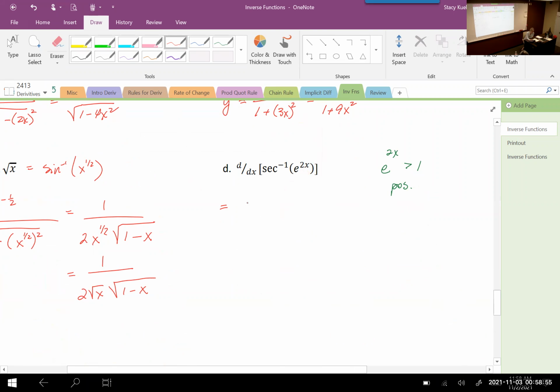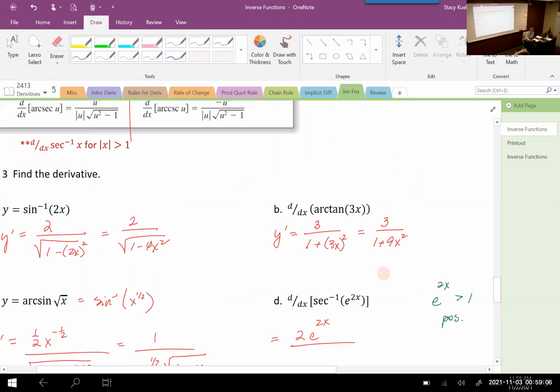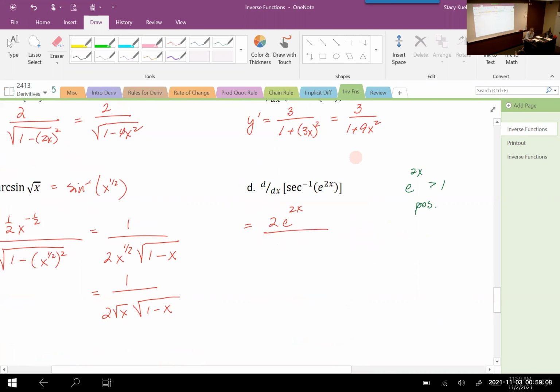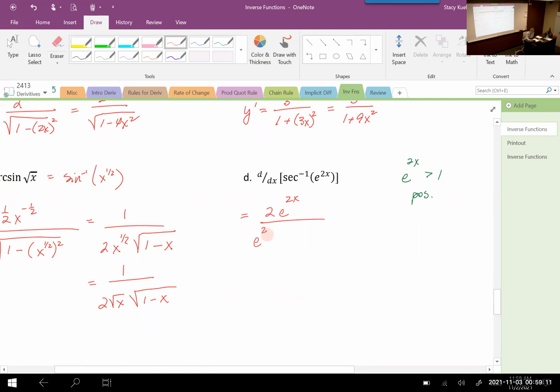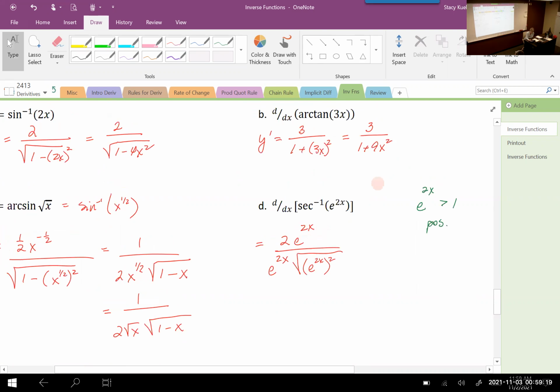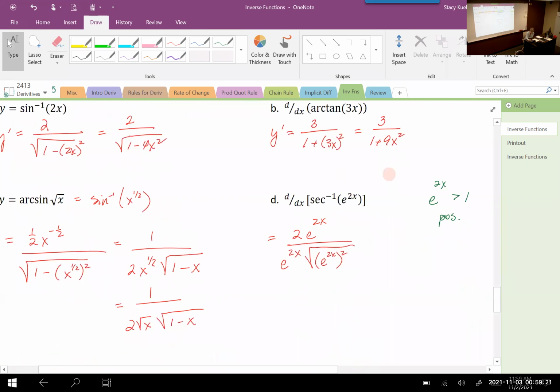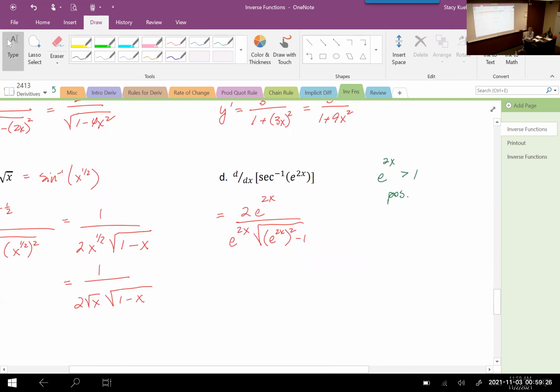Times 2, that's right. So this is going to be 2e to the 2x. It's the chain rule because it's an e. Over, what we got up there? e to the 2x times the square root of e to the 2x squared minus 1. Just plugging it into the form.